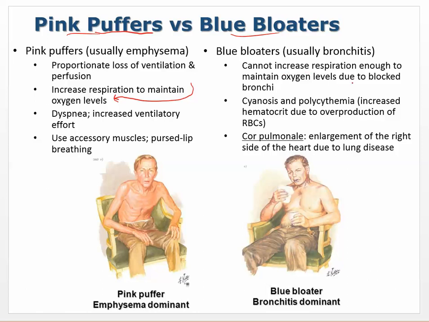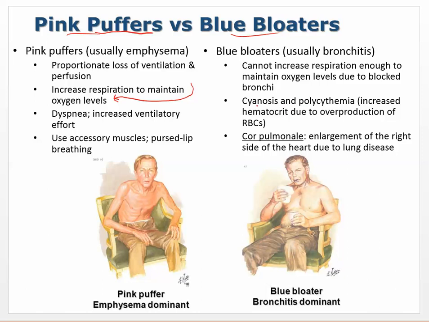And then the blue bloaters, which is associated with bronchitis, that's a case where you can't increase your respiration enough to maintain oxygen levels because your bronchi are blocked. If you have something like emphysema occurring by itself, then you may not have blocked airways. You just can't get the air out, so you can increase the effort and do that. In the case of bronchitis, you can't. It's obstructed, so oxygen levels drop because of these blocked bronchi.